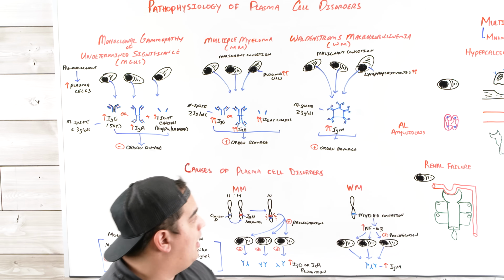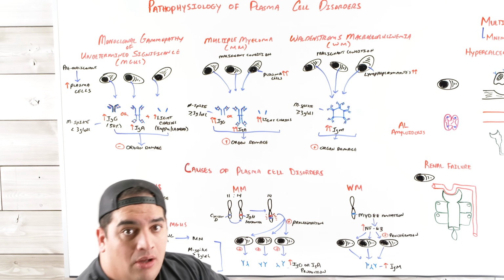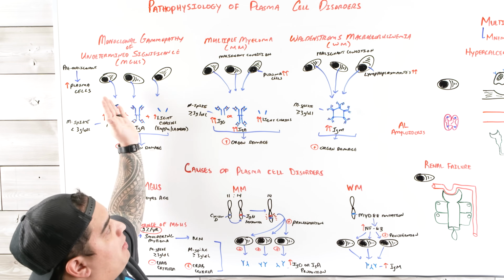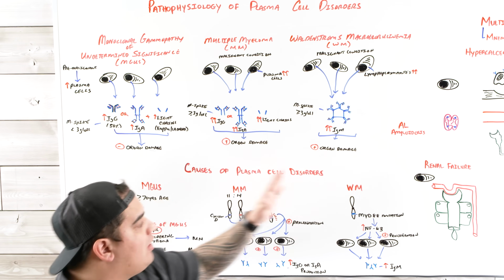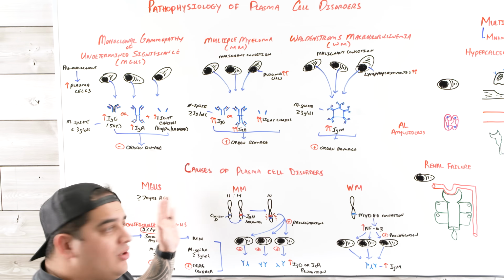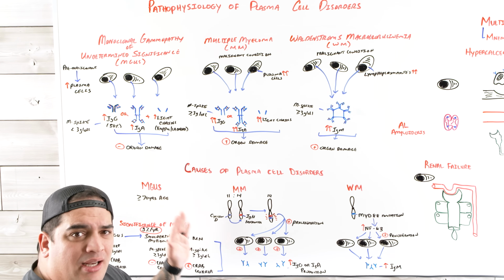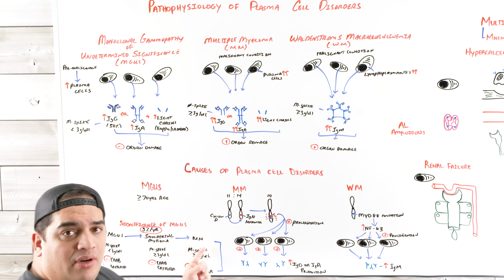All right. So we've talked about the pathophysiology, right? About how you separate them based upon antibody and organ damage. And then we talked about causes, particularly talking about MGUS, how it's pretty much a proliferative condition, but it does carry a risk of converting into multiple myeloma.